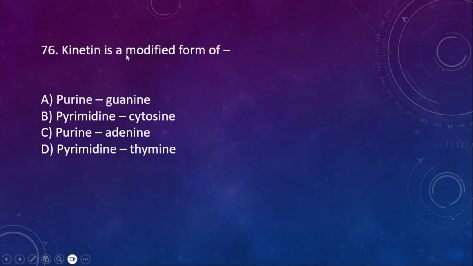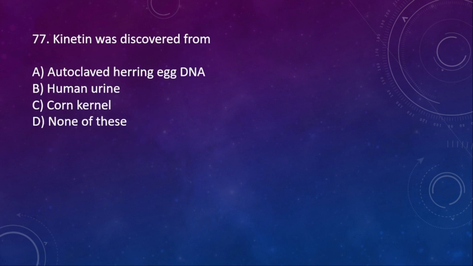76. Kinetin is a modified form of A. Purine guanine, pyrimidine cytosine, purine adenine, pyrimidine thymine. It is a modified form of what? Purine adenine.